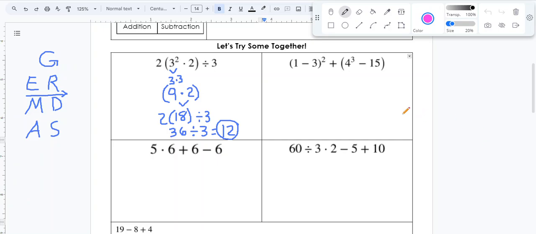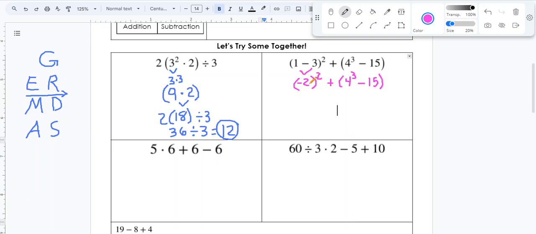All right, let's do the next one here. The next one, I see I have parentheses 1 minus 3, close parentheses squared, plus parentheses 4 to the third power minus 15, close parentheses. So my first step is groupings. Groupings, in this case, is parentheses again. 1 minus 3 would give me negative 2, right? Negative 2. And then negative 2 squared plus 4 to the third power minus 15, close parentheses.